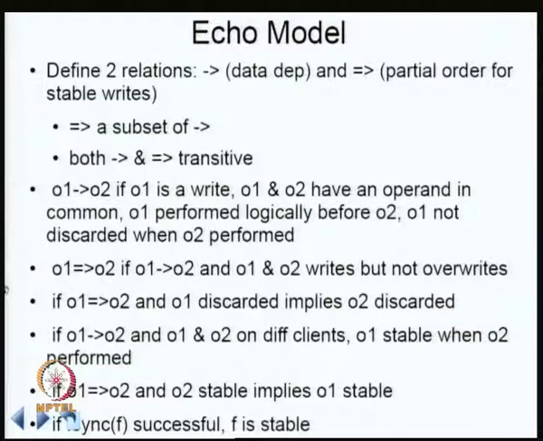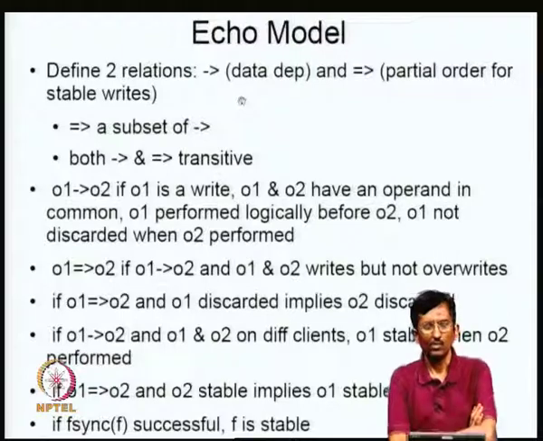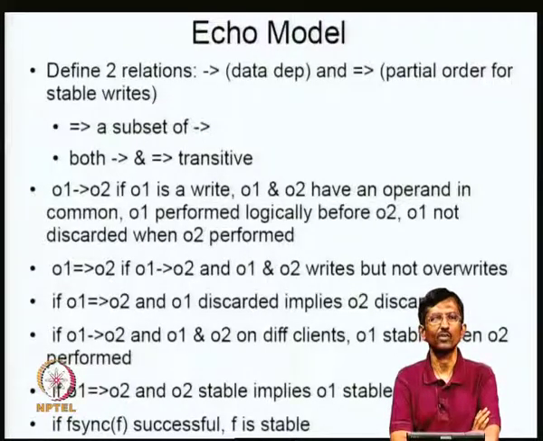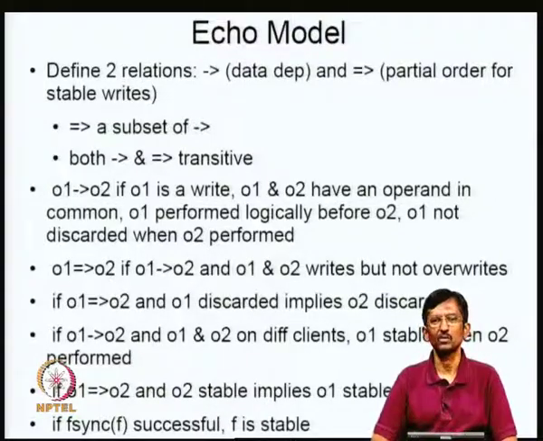So let's look at further details. In this echo model, you need to have two things. One is data dependency, and one is the ordering in which stable writes are going on. Again, what is a stable write? A stable write is one which is persistent on disk. It means you cannot go back. Once it has been done, it is the equivalent of committing to disk.